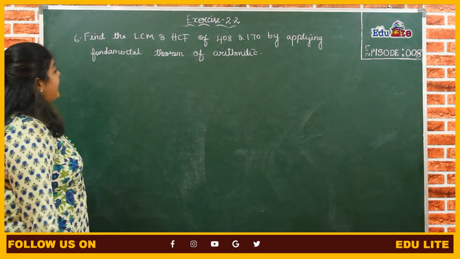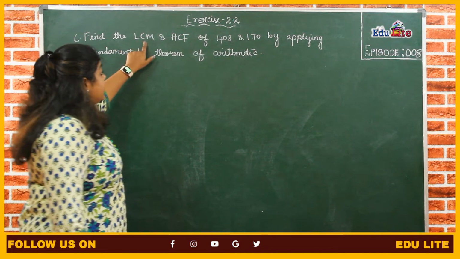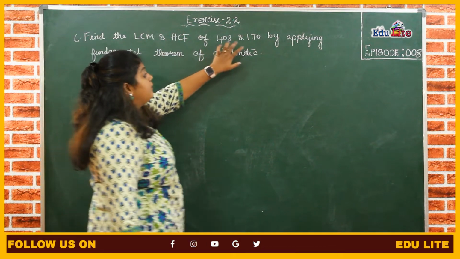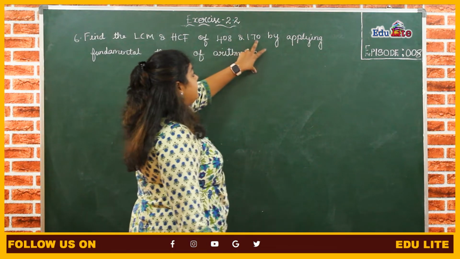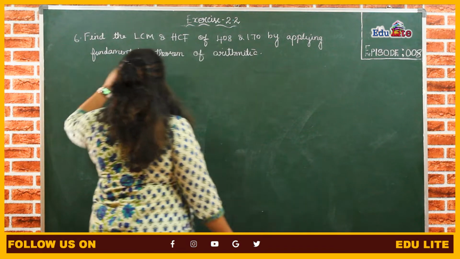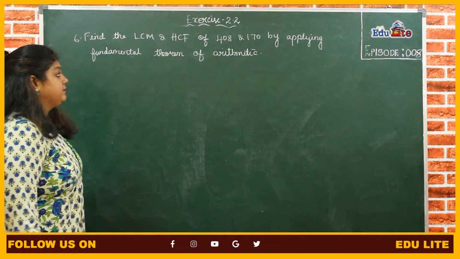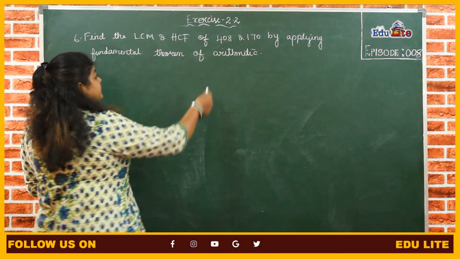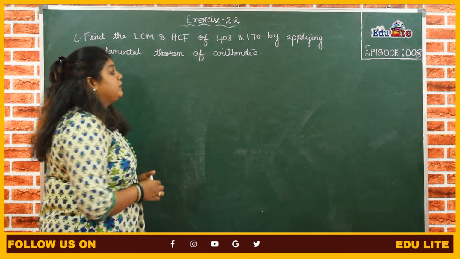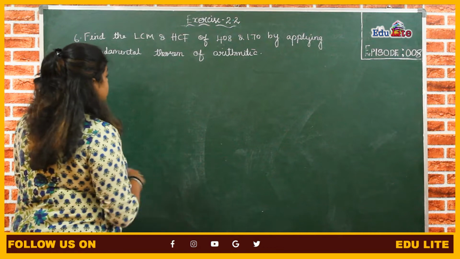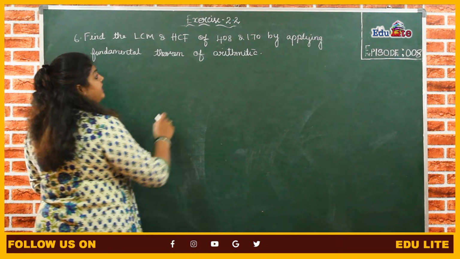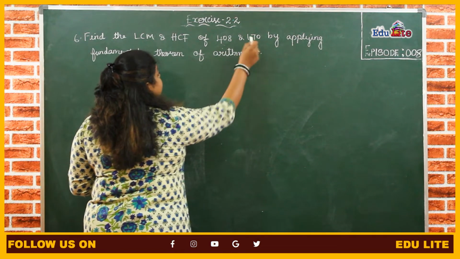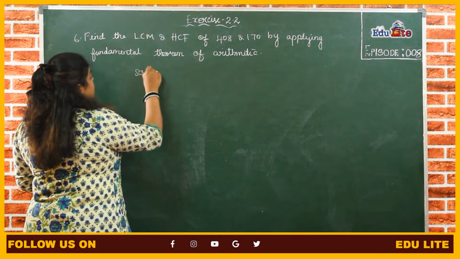Next problem is, we have to find the LCM and HCF of both the numbers 408 and 170. Now we have to apply the fundamental theorem of arithmetic. So obviously, if it is the fundamental theorem of arithmetic, we have to express this number as a product of one or more primes. So first, we will find the factors of 408 and 170.